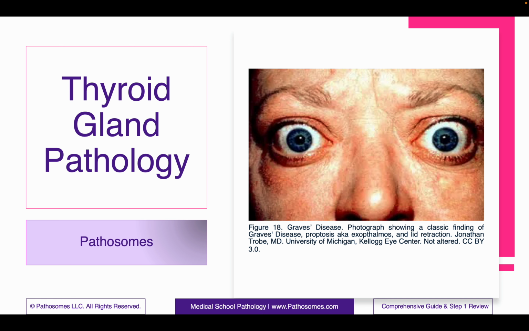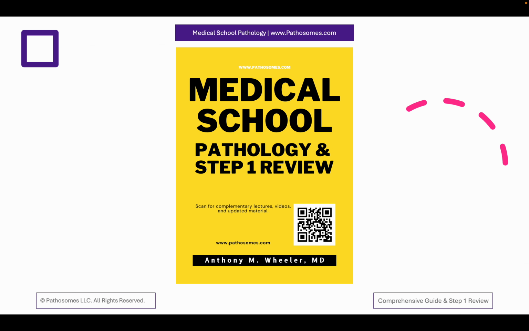Now, what's going on in this image? Do you recognize this physical exam finding? I sure hope so, because this is classic. We're going to be discussing thyroid gland pathology.